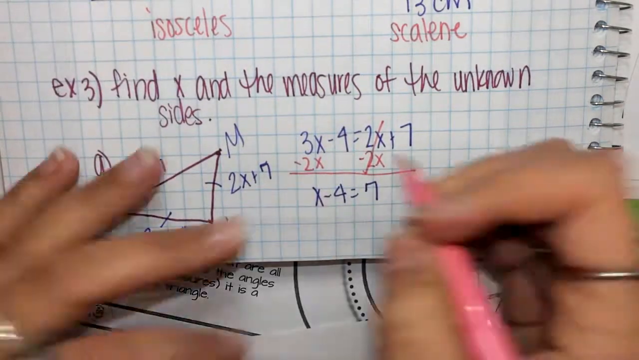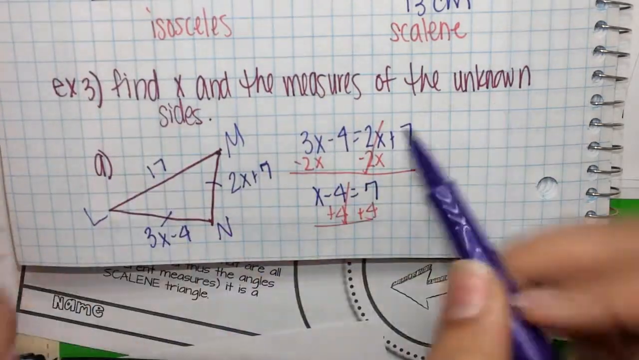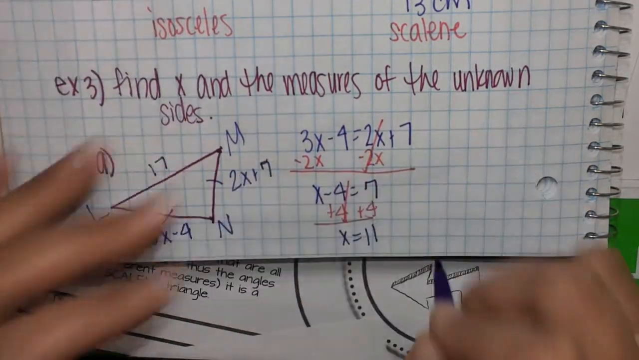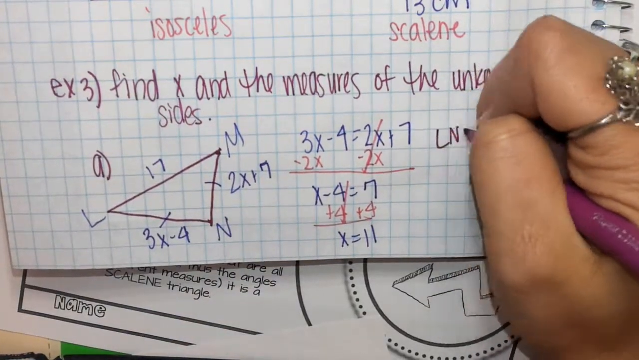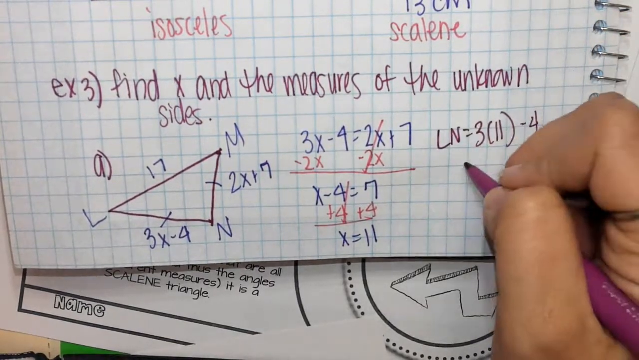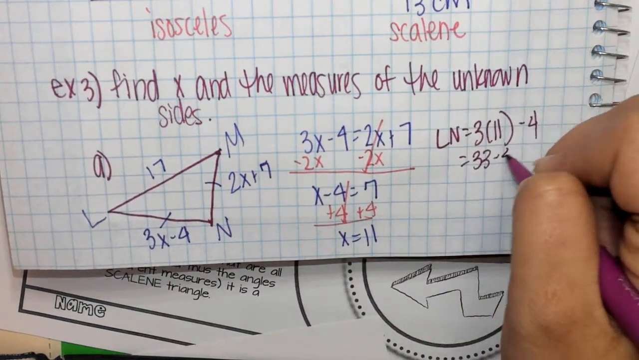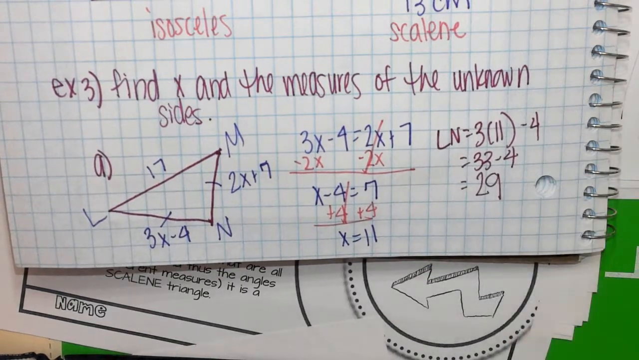Alright, then what would we do? Add 4. So what does x equal? 11. And how do we get 11? Because we added 4 plus 7. Yes. Any questions? Okay, now are we done or do we have to do something else? Yeah, plug it in. So to find LN, we would say 3 times 11 minus 4, right? What's 3 times 11? 33. And what's 33 minus 4? 29.